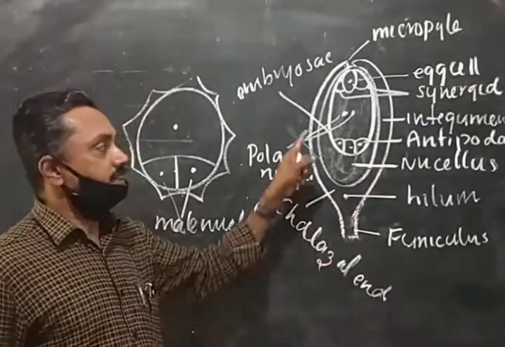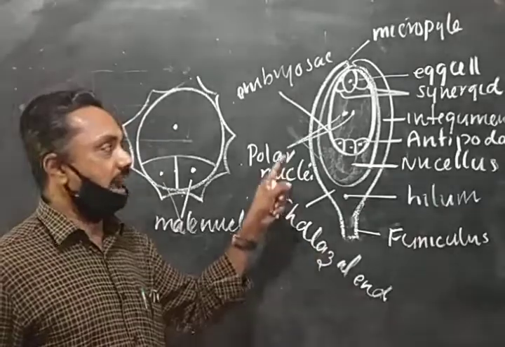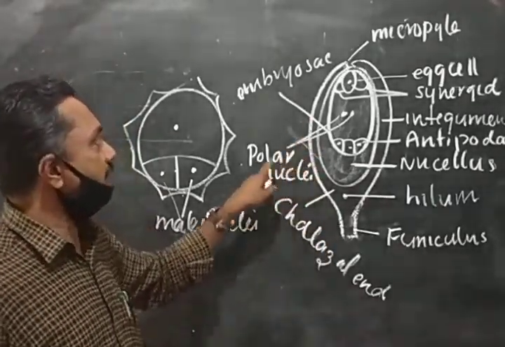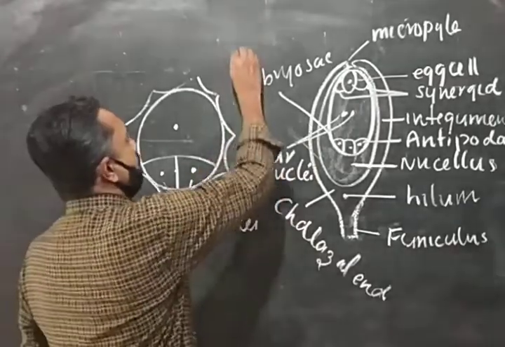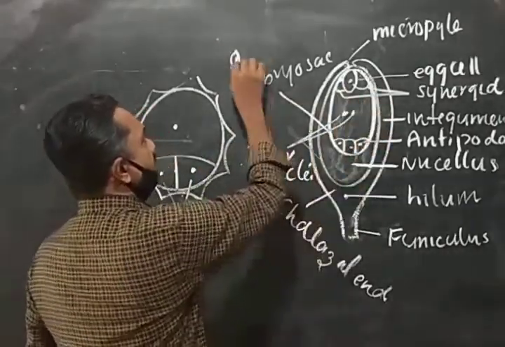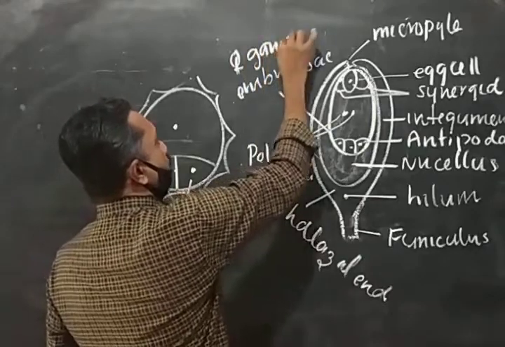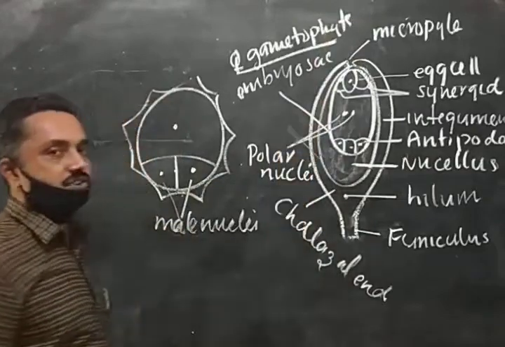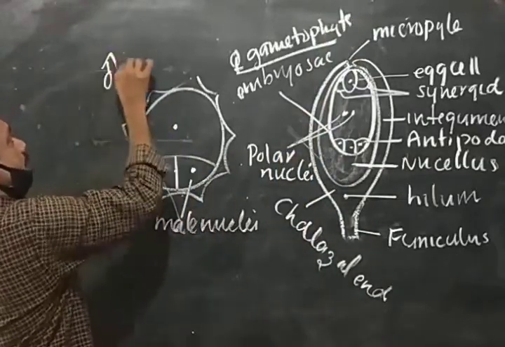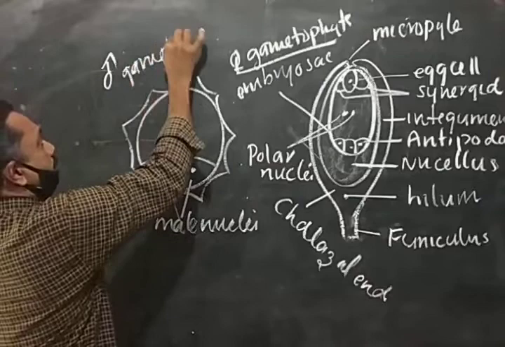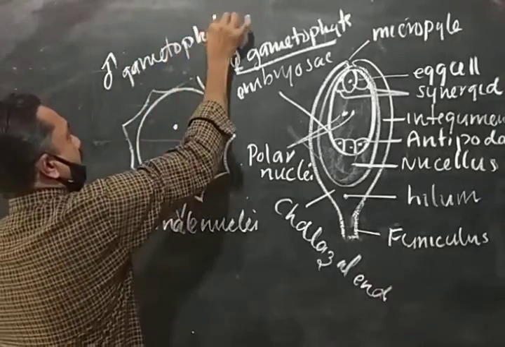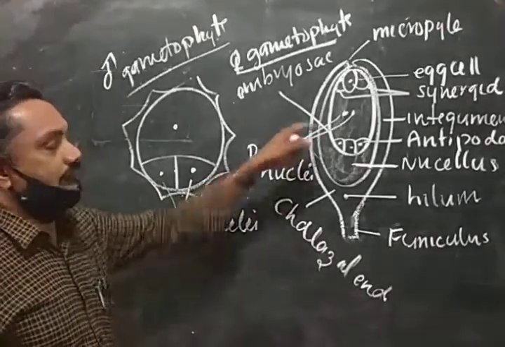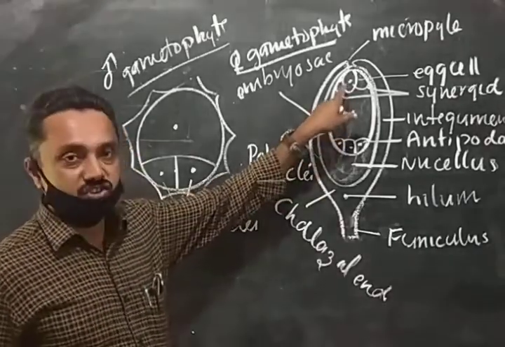Remember that this is a female gametophyte. Female gametophyte means the gamete-containing structure, the embryo sac. This embryo sac is called the female gametophyte. You know the name gametophyte: a gamete-containing structure. This is the male gametophyte in angiosperms, male gametophyte and female gametophyte. And this is a female gametophyte because it is a gamete-containing structure.